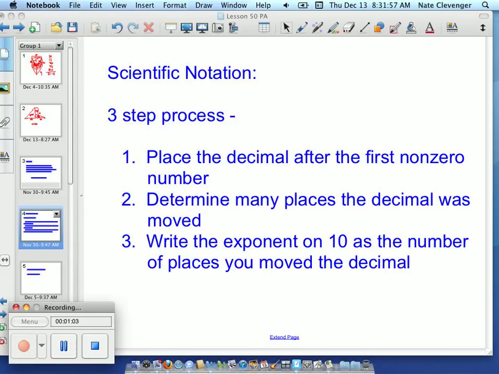2, determine how many places the decimal was moved. And 3, write the exponent on 10 as the number of places you moved the decimal.